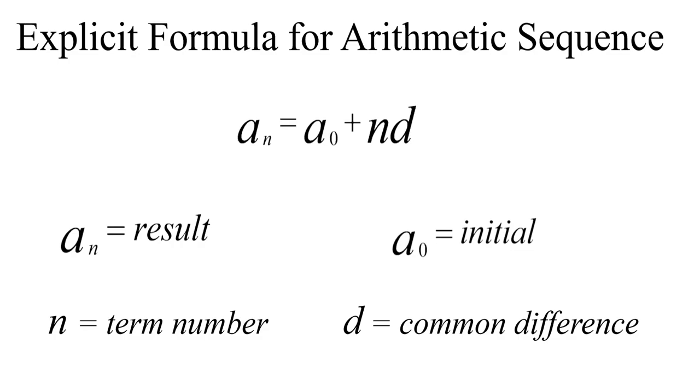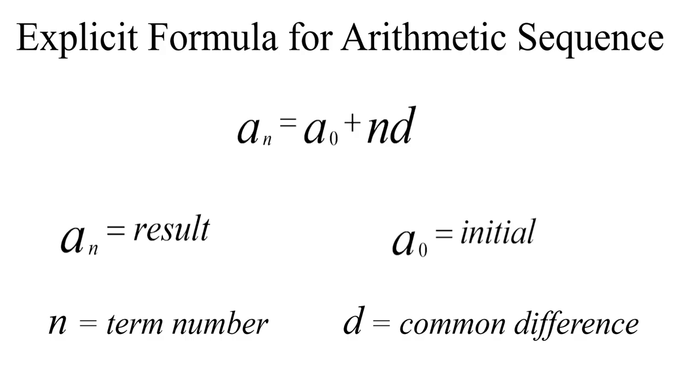For any arithmetic sequence, you always have the result based on the initial term plus the term number times the common difference. Why is it important? Because if I know what term I want to calculate, I can just substitute that term number into my formula and calculate its value. Or if I have a value in the sequence, I can determine what term that's representing.